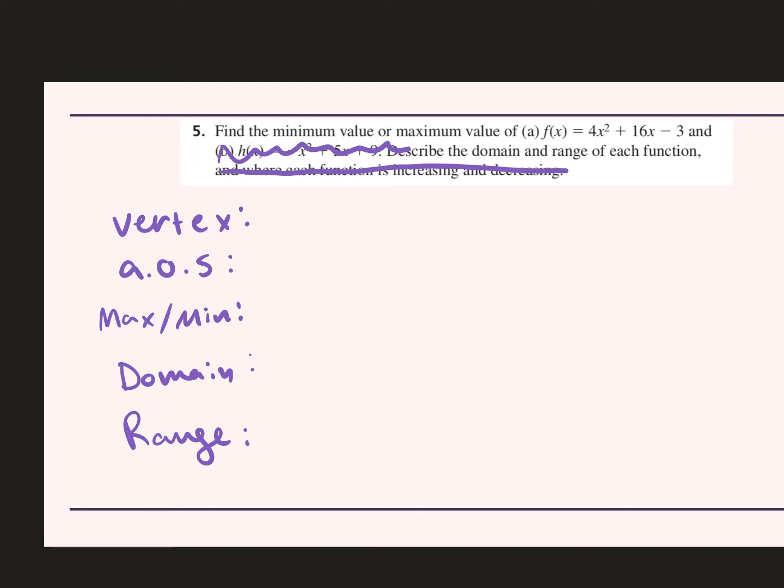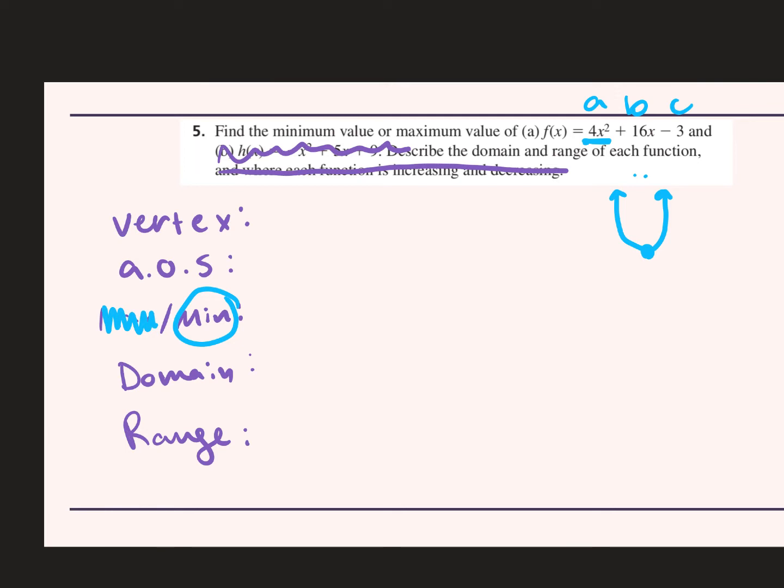So looking at my graph, do I know it's going to open up or down? It opens up. How did we know that? Because A is positive. So when your A is positive, we know it opens up. It'll be a smiley face. So is my vertex at the maximum or minimum? It's at the minimum. It's at the smallest part of our graph.